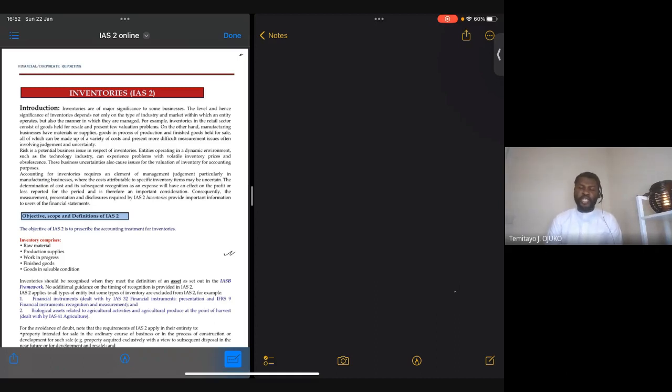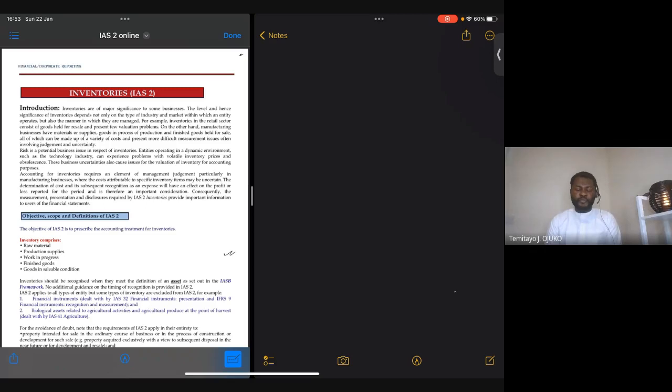Now, don't forget, these are all basic things that we learned early in accounting, where you need to recognize the loss as soon as you've made the loss. So basically, that's what we'll be looking at, and that is the essence of this IAS 2 standard.